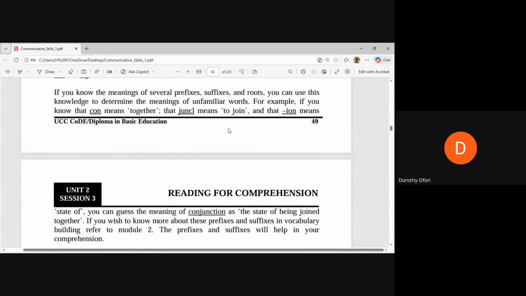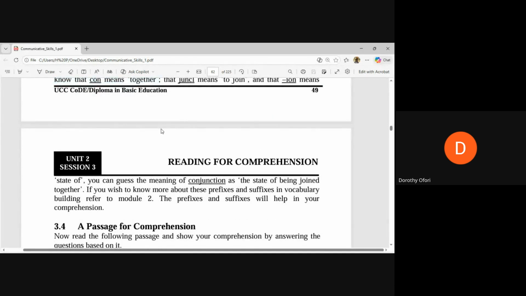Now the last example. Con. Con means what? Together. So if you know what con means, the next time there is a word that begins with the prefix con, like conjunction, it means that you want to join something. Everybody knows conjunction means those words that are used to join other words. So that is what you have to do when you want to understand the meaning of words.